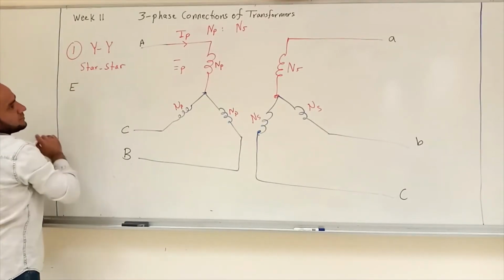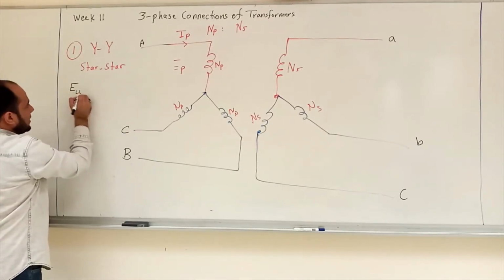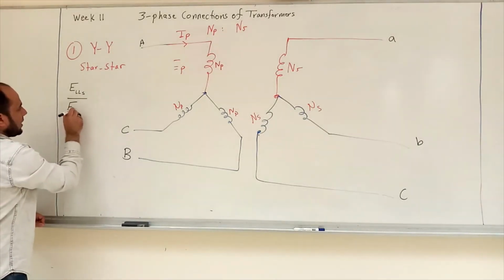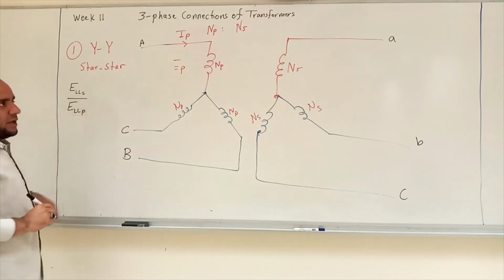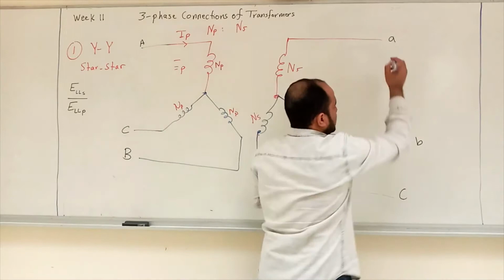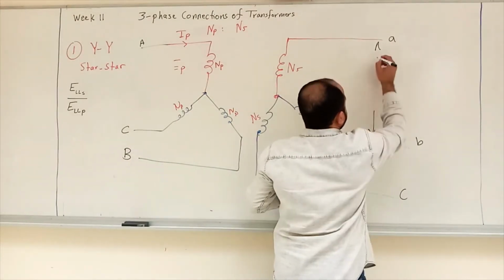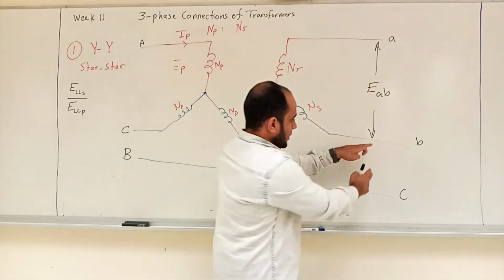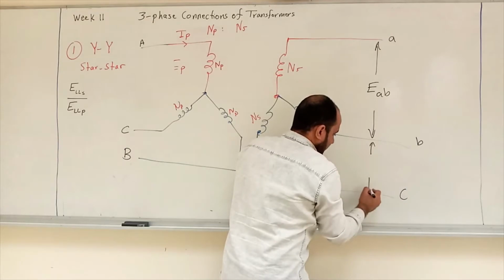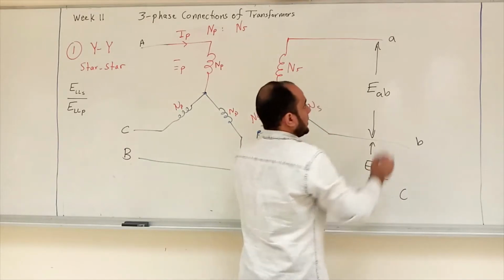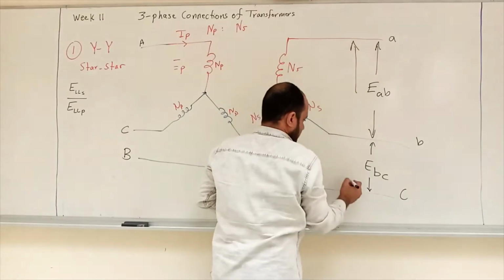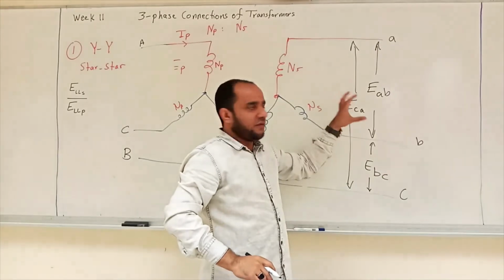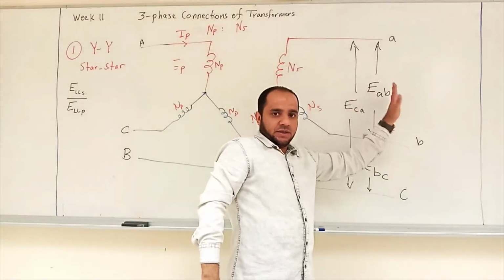E line to line, S which means secondary, over E line to line, P primary. E line to line in this side, for example here, from here to here, this is E line to line. It's E A to B, right? This one is E B to C, right? And from here to here, this is E C to A, right? All line to line voltages in the secondary side.